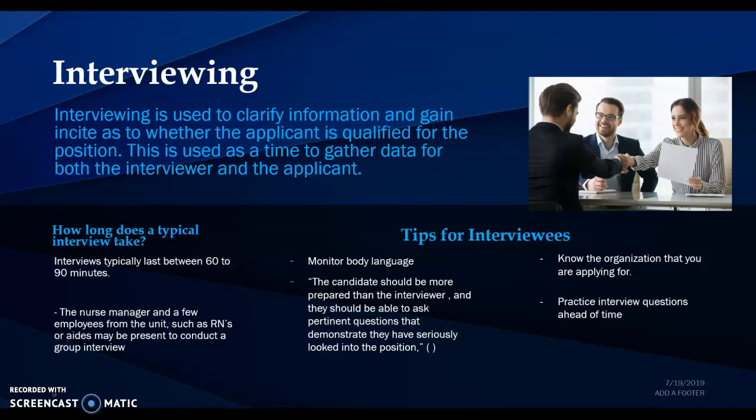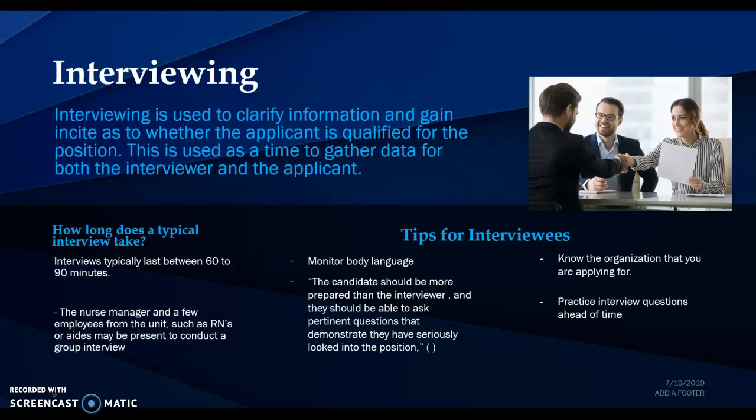Some tips for interviewees is to monitor body language. 75% of what you give off in an interview is based upon your body language, not necessarily what you are saying. So just keep in mind to make sure that you are not crossing your arms across your chest, watching facial expressions, things like that.